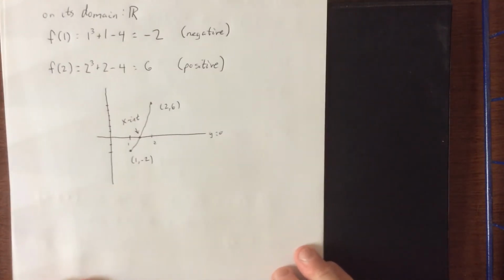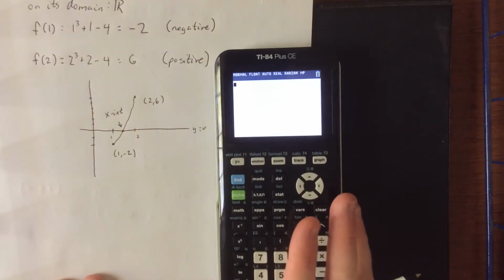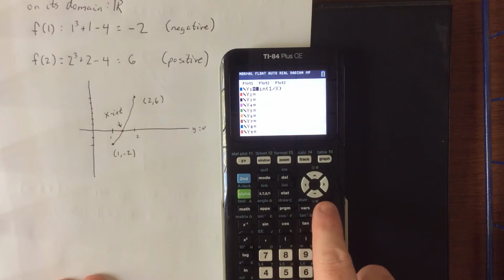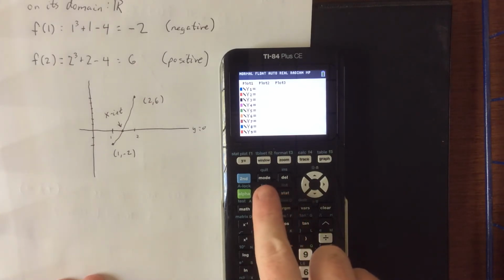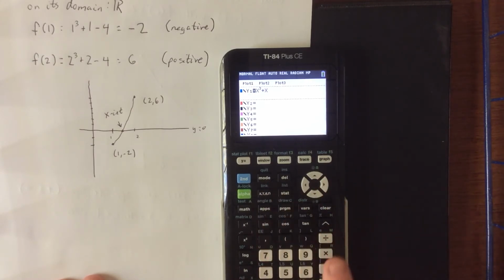Now, if you were interested in finding this root with a little bit more precision, your graphing calculator is capable of doing so. So let's talk about how to use the graphing calculator to find that root more precisely. So in the y equals menu, let's go ahead and graph x cubed, so x to the power of 3, plus x minus 4.